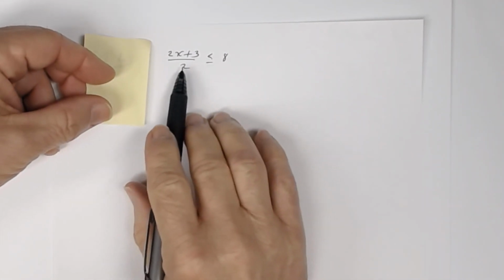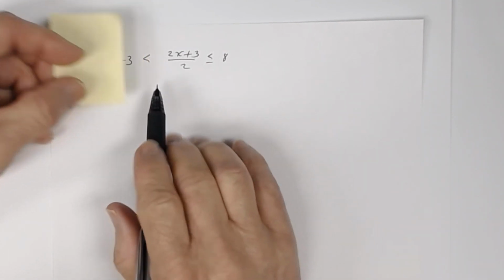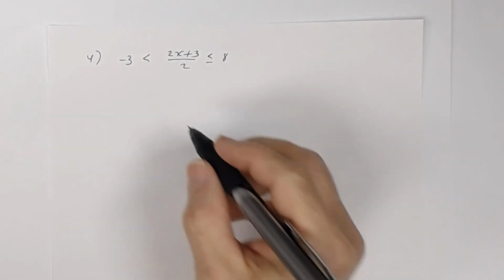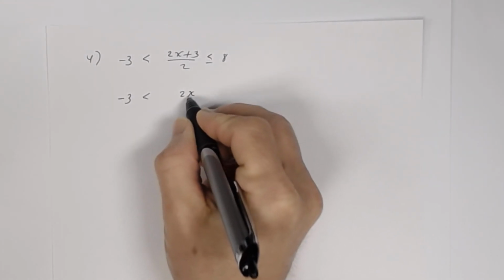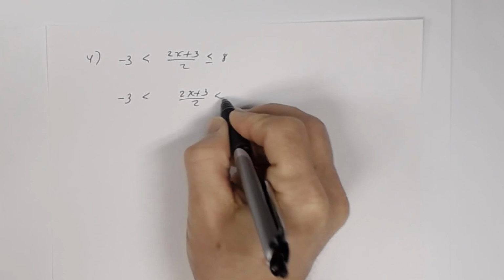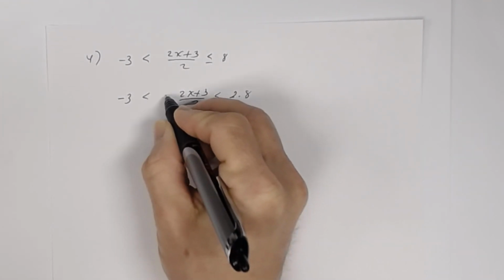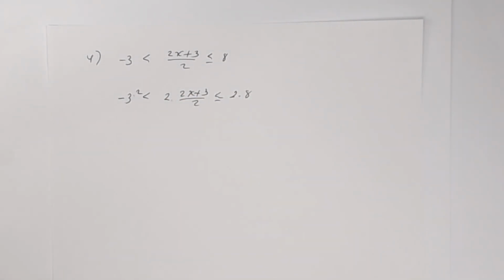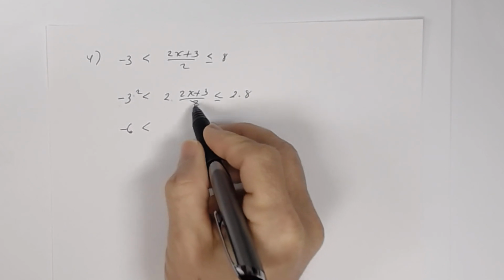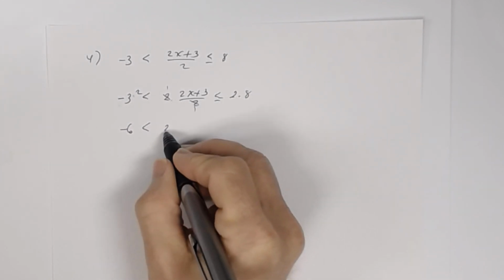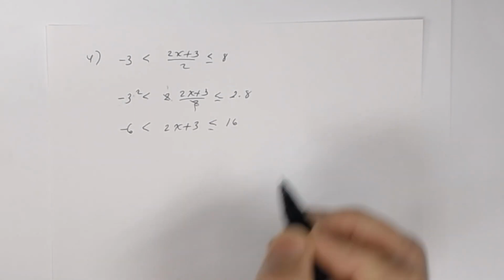And so if I had this situation, remember we could clear the fractions. So we're going to multiply both sides by 2. But in this case, I would have to do all 3 parts by 2. So we're going to rewrite this over. So (2x plus 3) divided by 2 is less than or equal to 8. So you're going to say times 2, times 2, times 2. So I get -3 times 2 is -6 is less than, these 2's divide out, you're left with 2x plus 3 is less than or equal to 16.